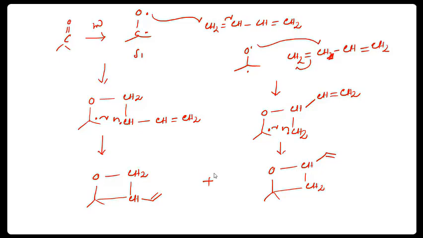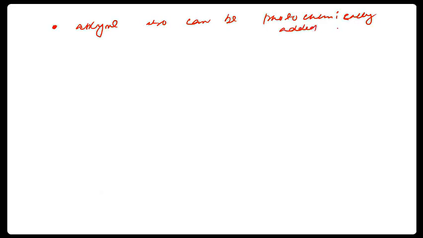And here, most of the times, we see that the alkene is attached photochemically with the carbonyl. I am going to show an example where an alkyne may also be the partner. So this is quite new, that an alkyne also can be photochemically added to the carbonyl. How can it happen? Let us see with these examples.